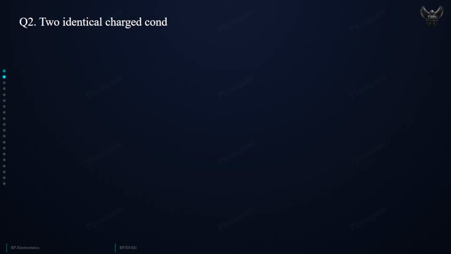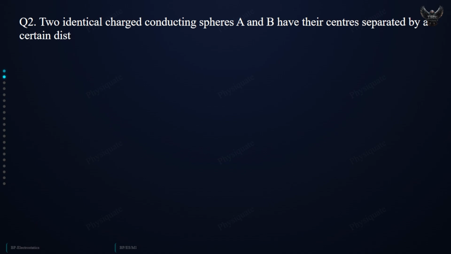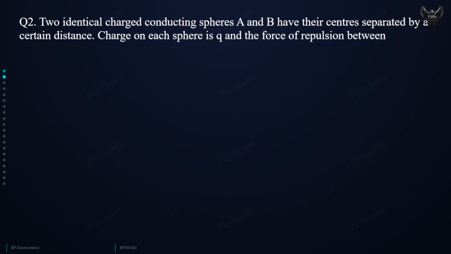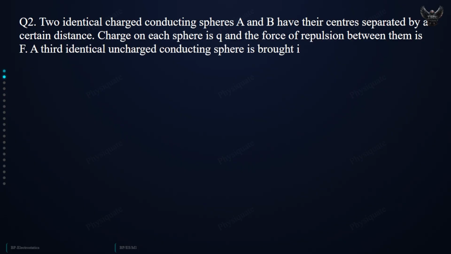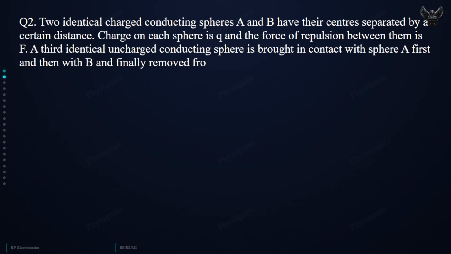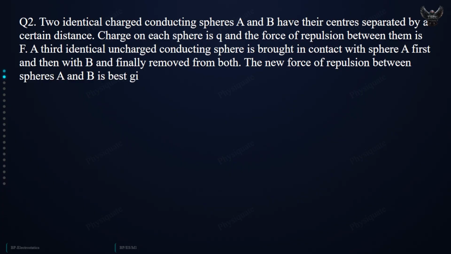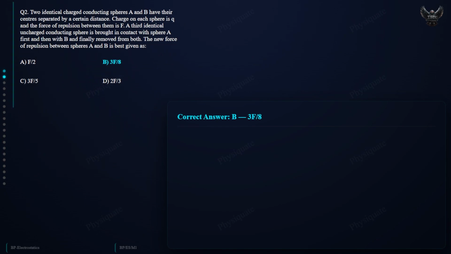Question 2. Two identical charged conducting spheres A and B have their centers separated by a certain distance. Charge on each sphere is Q and the force of repulsion between them is F. A third identical uncharged conducting sphere is brought in contact with sphere A first and then with B and finally removed from both. The new force of repulsion between spheres A and B is best given as. Correct answer is option B.